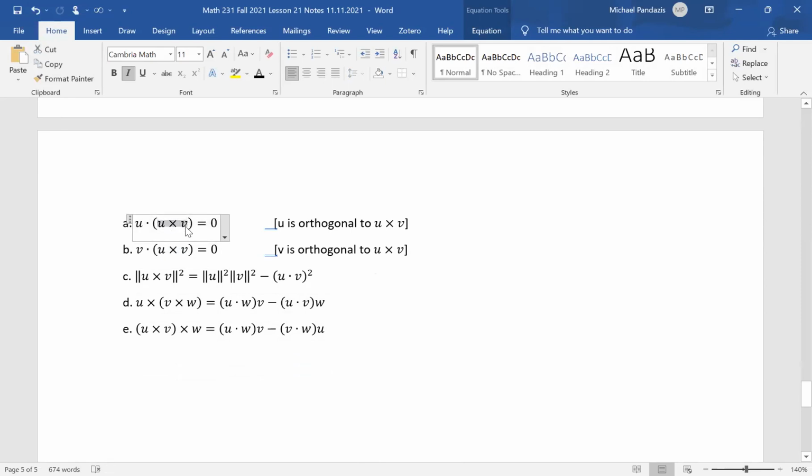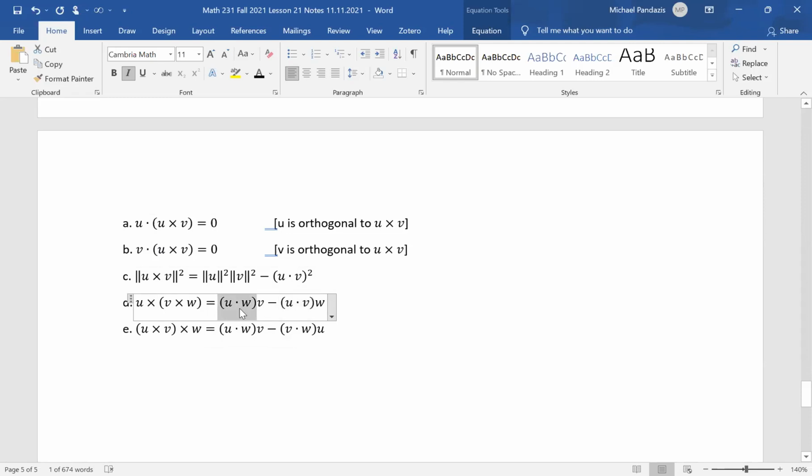So in A and B, u cross v is a vector. But then you take that vector and you're saying u dotted with the vector is 0. And in B, you're saying the vector v dotted with the vector u cross v is 0. You dot product vectors, the result is a number. So in this equation, we're saying the number u dotted with w times the vector v minus the number u dotted with v times the vector w.